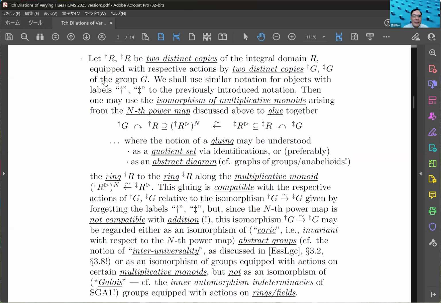So we use similar notation for objects with labels given by this dagger and double dagger to the previously introduced notation. Then one might use the isomorphism of multiplicative monoids arising from the nth power map discussed above to glue together this monoid arising from one copy of R and G to this monoid arising from the other copy. Here the notion of gluing may be understood at a naive level, just as a quotient set via identifications, or, closer to what is actually done in IUT, as an abstract diagram.